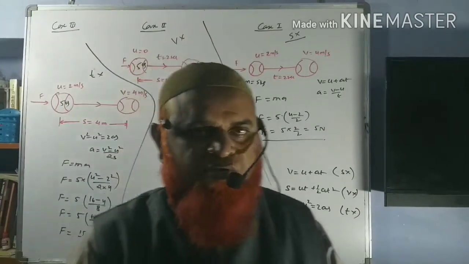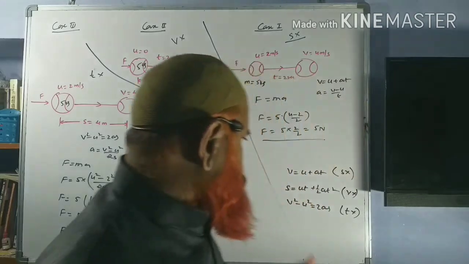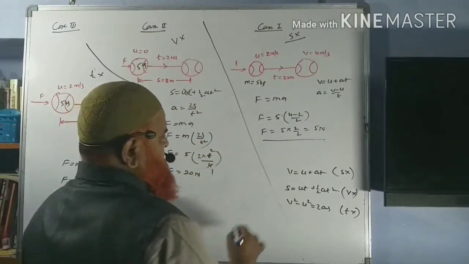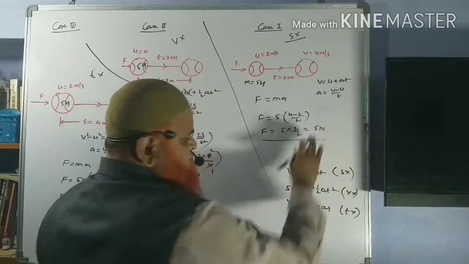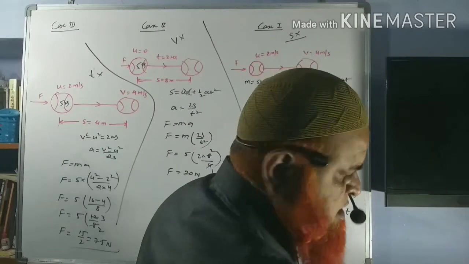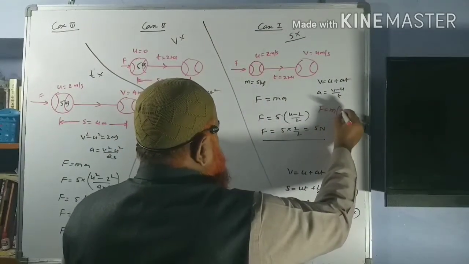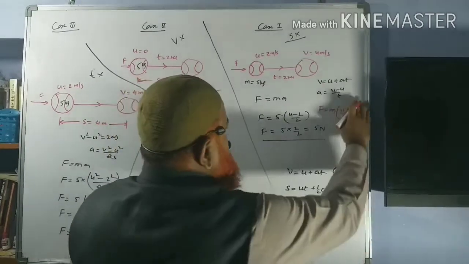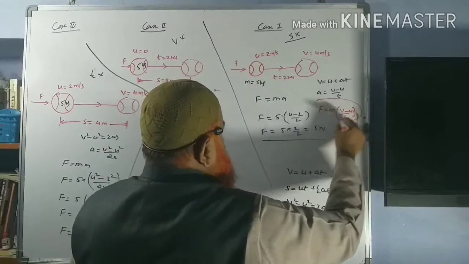So three different situations give you three different formulas here. What is the formula for the first case? If you observe, the formula in the first case is F is equal to m into (v minus u) by t. This is the formula we have to apply when there is no discussion of displacement here. So displacement is not discussed here.